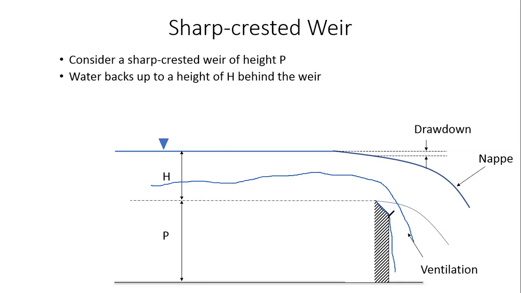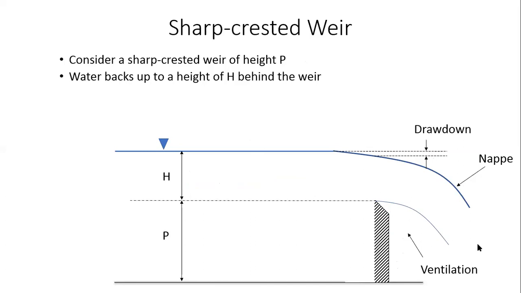Although I've drawn it like this, the water will just stick to the weir as it flows down. That will only happen if this height, capital H, is very small, right? You can imagine that. But if this height is significant, then you will see that there is ventilation behind the nappe. So these points are very important when it comes to the derivation. We'll keep this in mind as we move along.